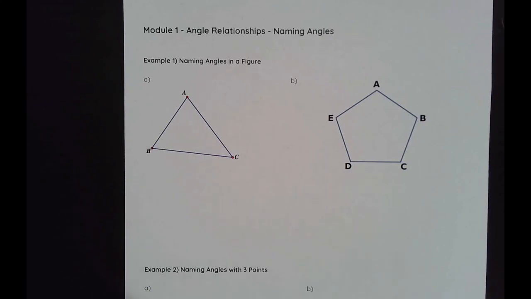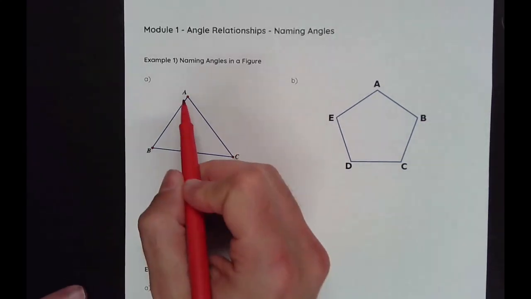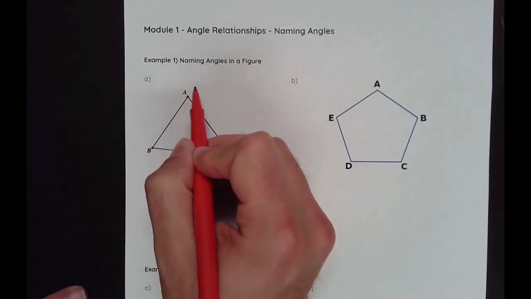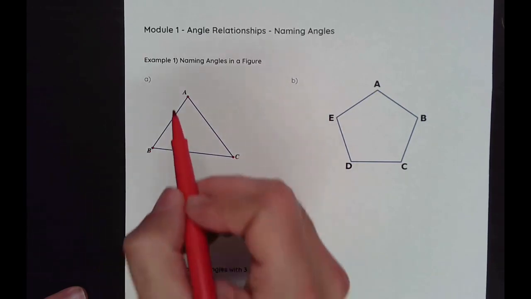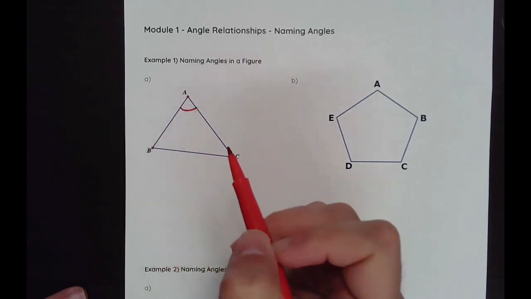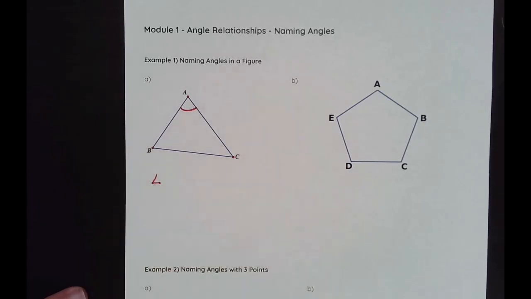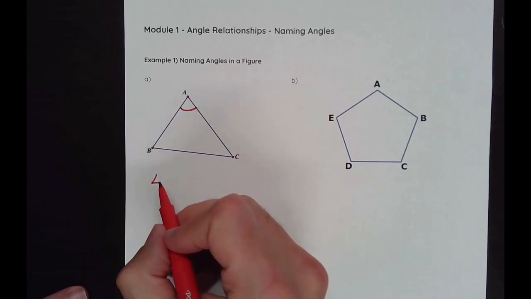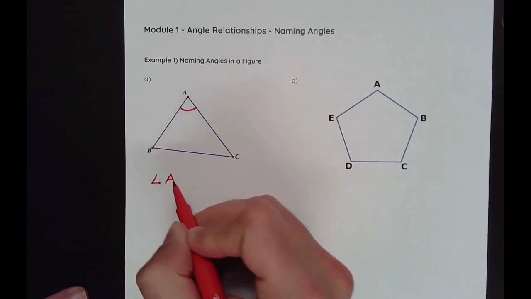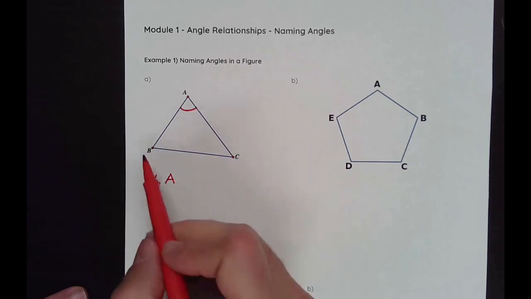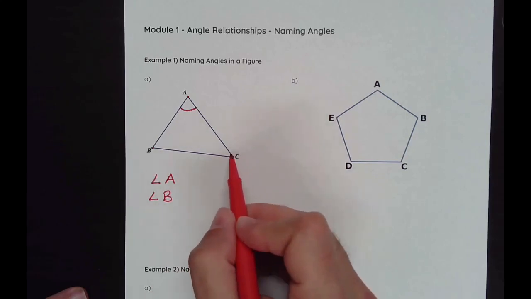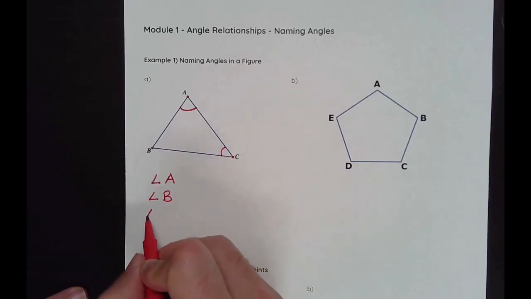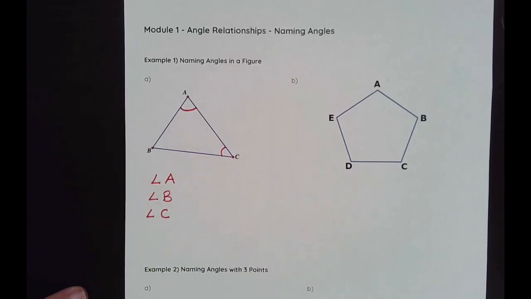So if I go ahead and look at this triangle in example A, we'll note that I have a triangle and each vertex has a letter. So I have vertex A, vertex B, and vertex C. If I want to reference this angle here, I can reference this as angle. This is our symbol for angle. It's kind of our short notation. Angle A. If I want to reference this, I can reference this as angle B. And if I want to talk about this angle here, I reference this as angle C. So those are our three angles of our triangle.